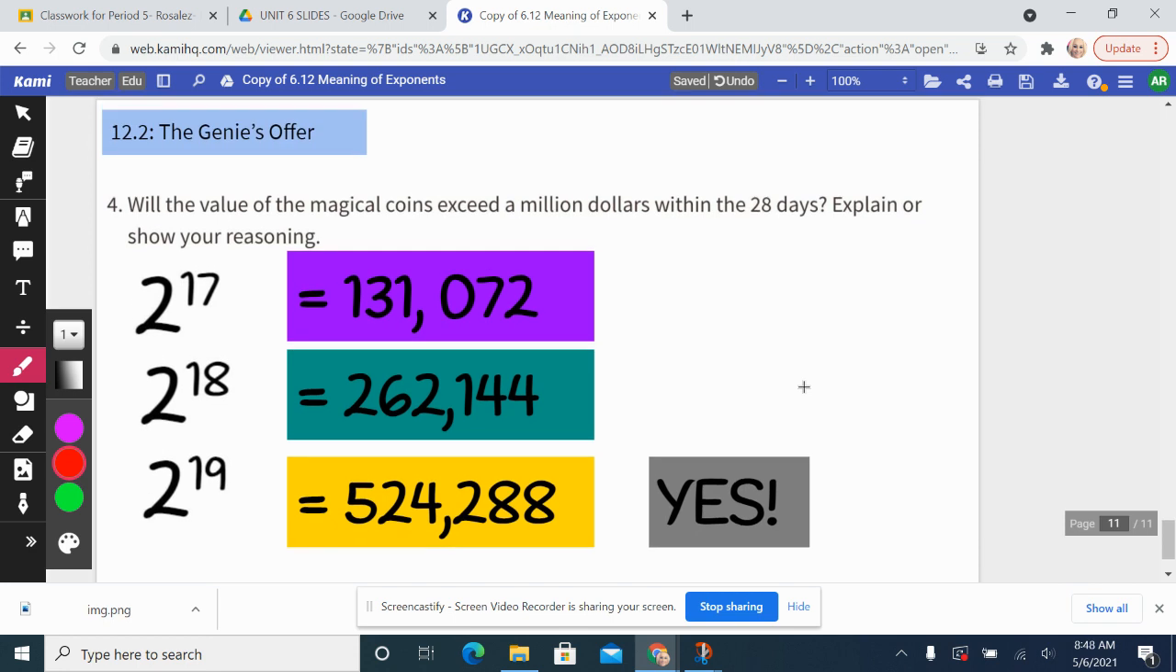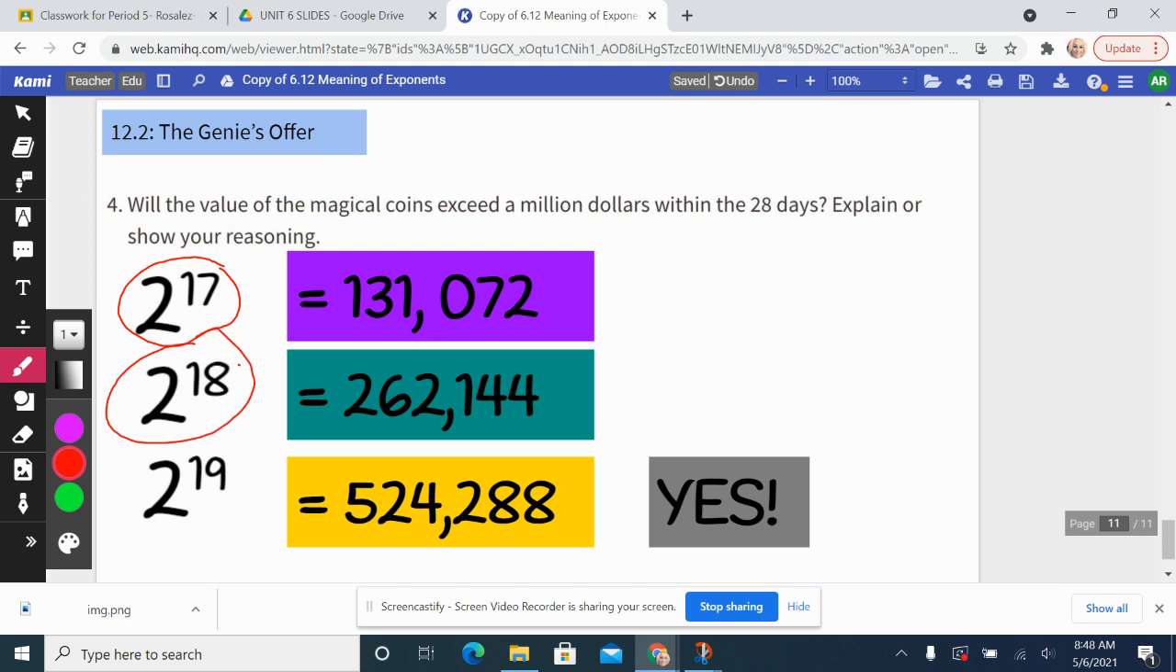All right. So now we have a little bit of a more challenging one for number 4. It says, will the value of the magical coins exceed $1 million within the 28 days? Okay. So here's what I did. I just kept going. Right? So I did 2 to the 17. Please write this down. 131,072. And then I kept going.